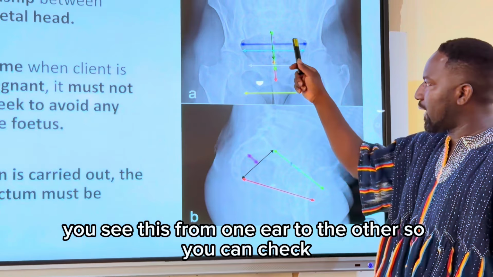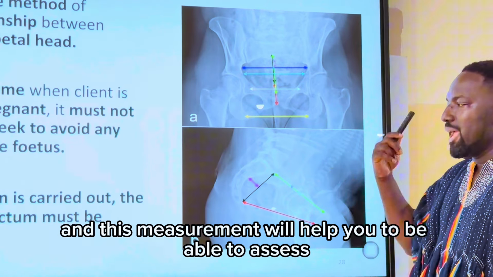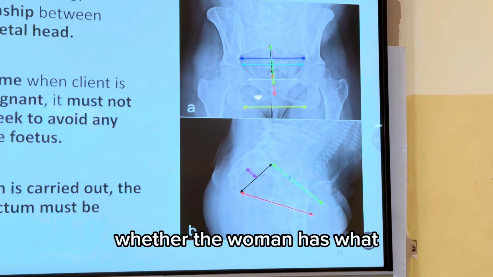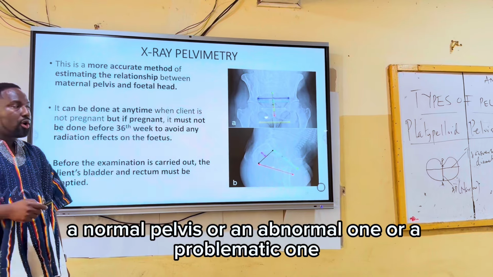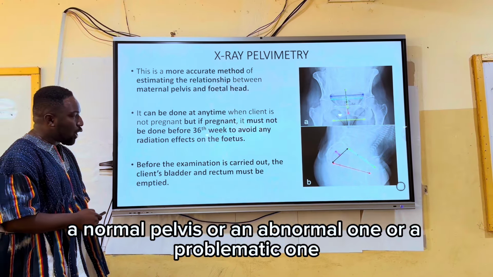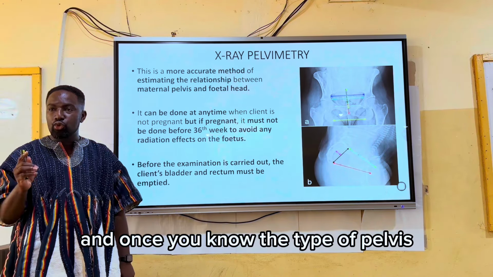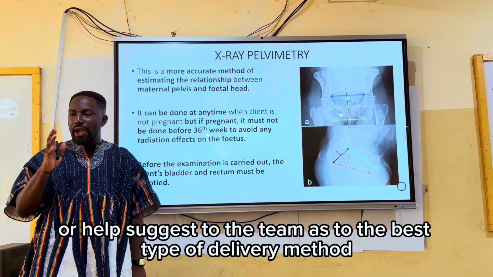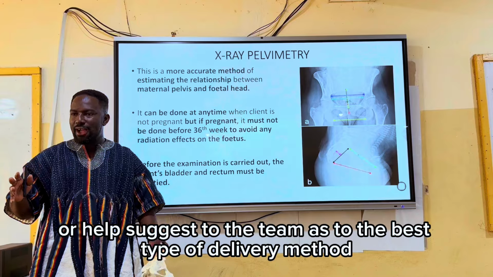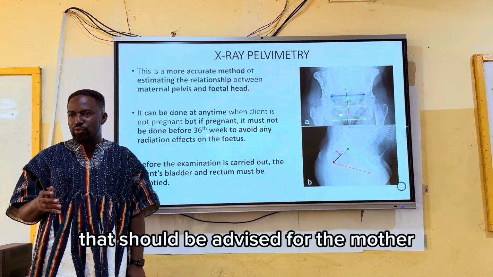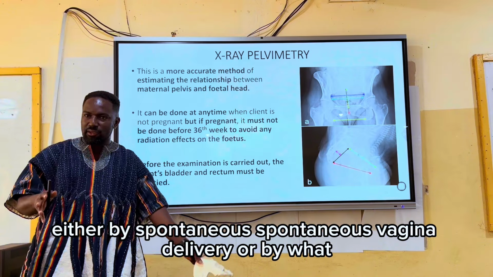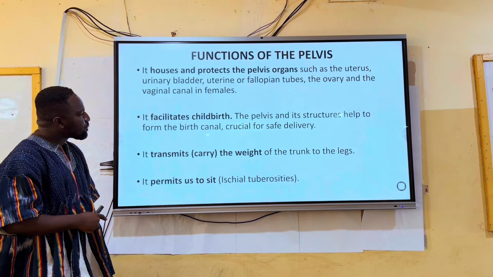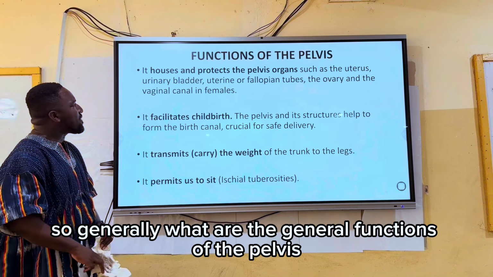So you do your measurement on the X-ray, and this measurement will help you to assess whether the woman has a normal pelvis or an abnormal or problematic one. And once you know the type of pelvis, it also helps suggest to the team the best type of delivery method that should be advised for the mother, either spontaneous vaginal delivery or cesarean section.